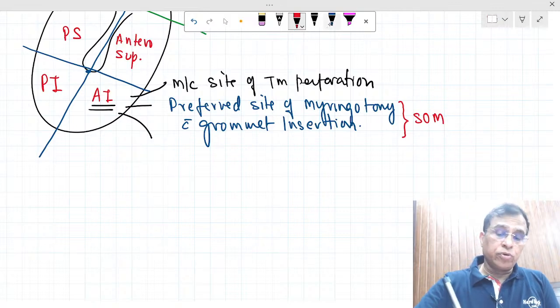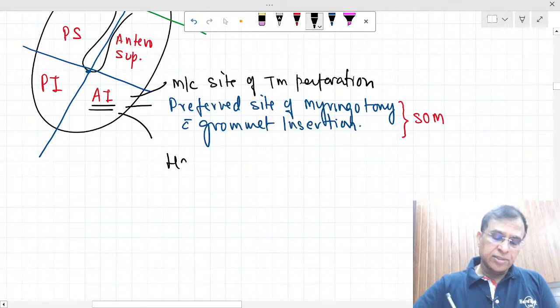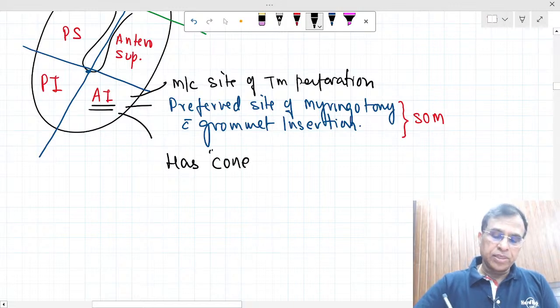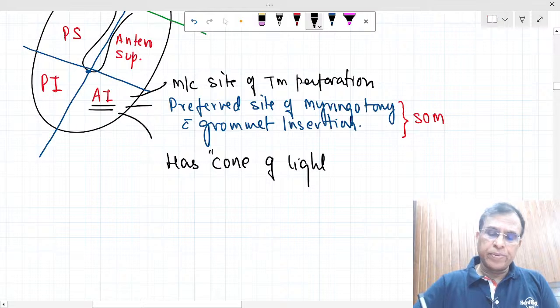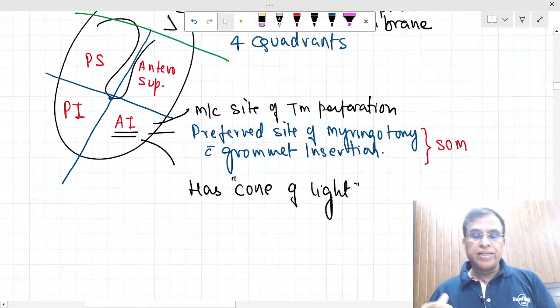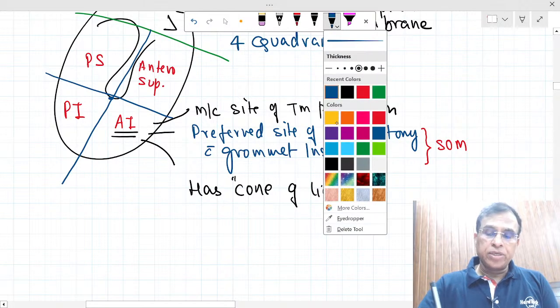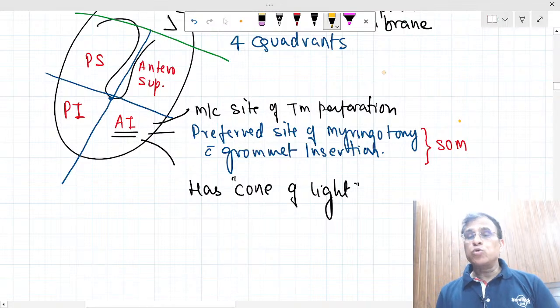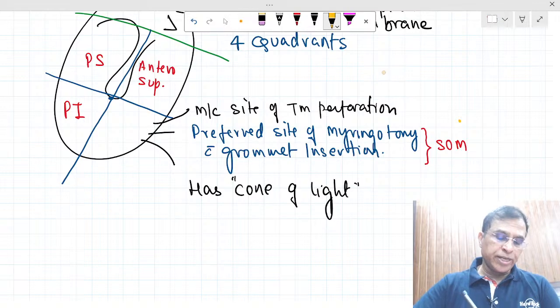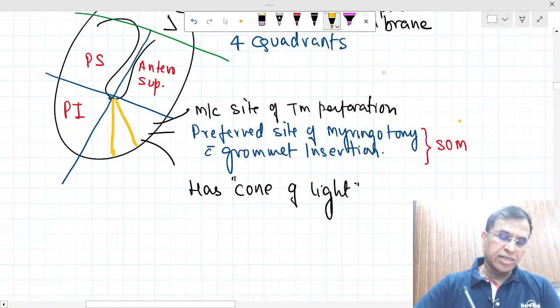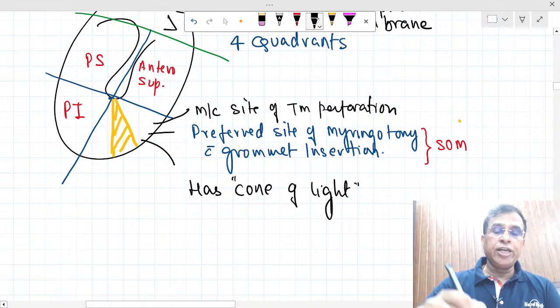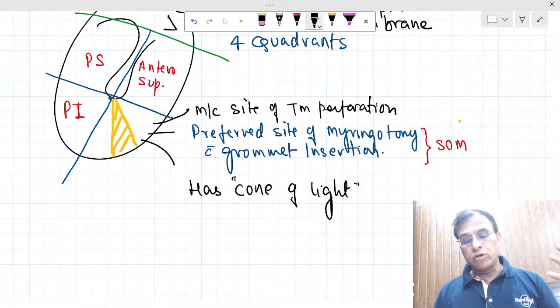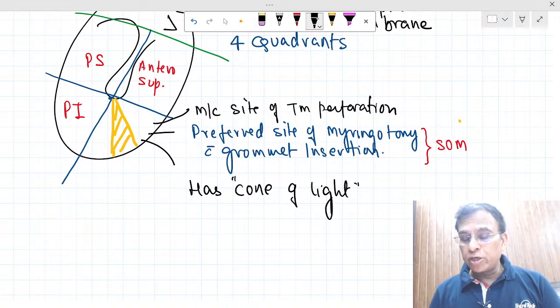And the third point you have to know is that the anteroinferior quadrant has the cone of light. Remember, cone of light is a landmark of the tympanic membrane, and that landmark is present in the anteroinferior quadrant. So these are the 3 points about the anteroinferior quadrant that you have to know. But what is the cone of light? Cone of light is a cone shaped area like this, a triangular area basically. This is the brightest part of the tympanic membrane. It is shining as if light is coming from here, and so we call it a cone of light, and this is also a landmark of the tympanic membrane.